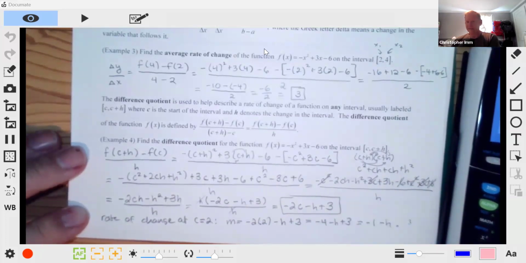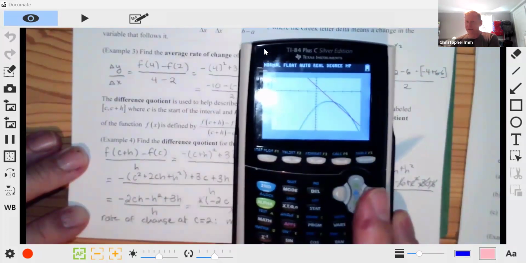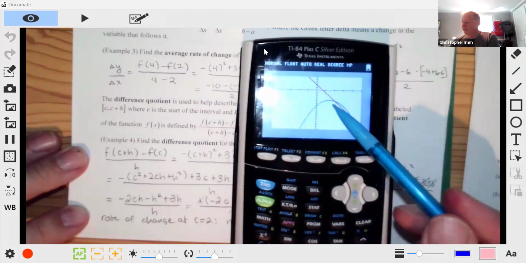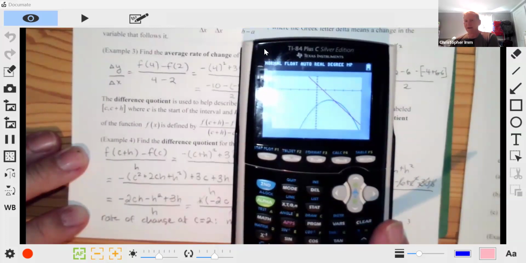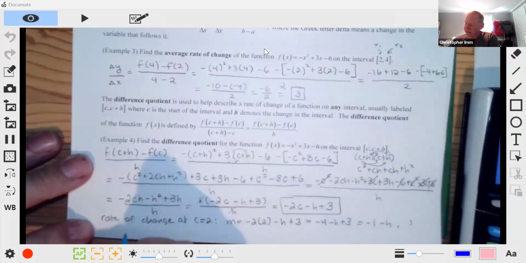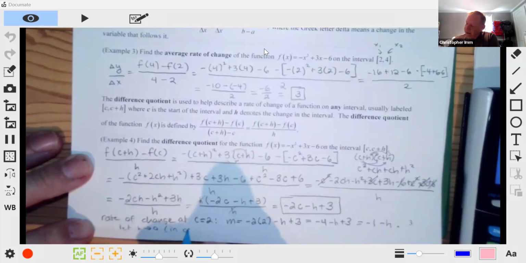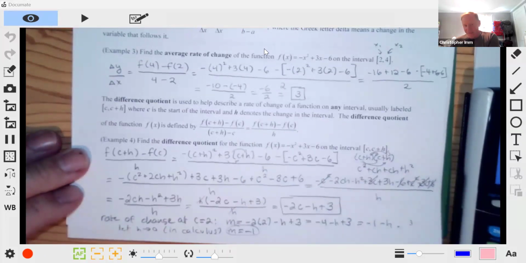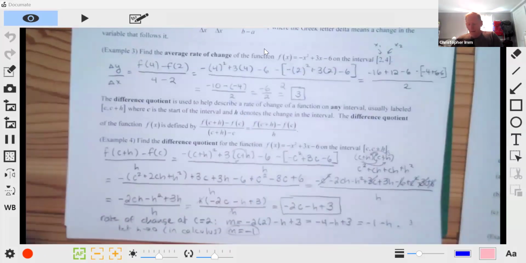Finally, in calculus, to get that exact point, remember that h was just going to move slightly past the 2. So if we move slightly past the 2, we want it exactly at the 2. We're going to let h go to 0. So that's what they would do in calculus. So if we let h go to 0, we would get the slope, or the rate of change at that point, equal to negative 1. Now that's past what we're doing here, but we can put that into our calculator now.